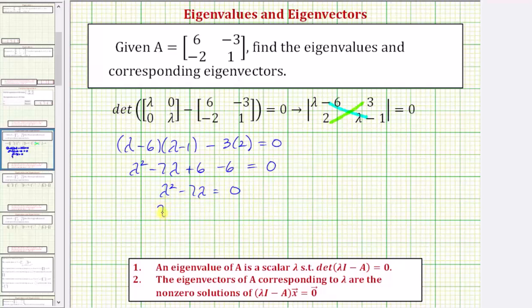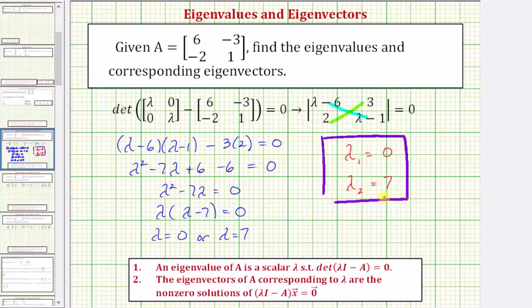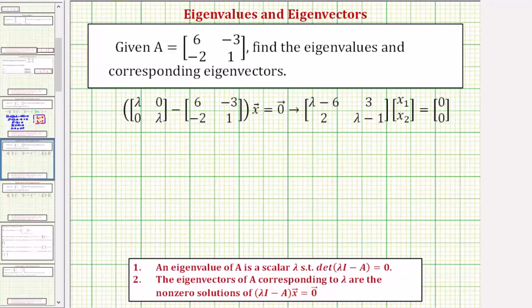Solving by factoring, we have lambda times the quantity lambda minus 7 equals 0. So notice how we have lambda equals 0 or lambda equals 7. So the eigenvalues are lambda sub 1 equals 0 and lambda sub 2 equals 7. Now that we have the eigenvalues, we'll find the corresponding eigenvectors. And again, we do this by solving this equation here for vector x. Let's first find the eigenvector corresponding to lambda equals 0. So lambda sub 1 equals 0.